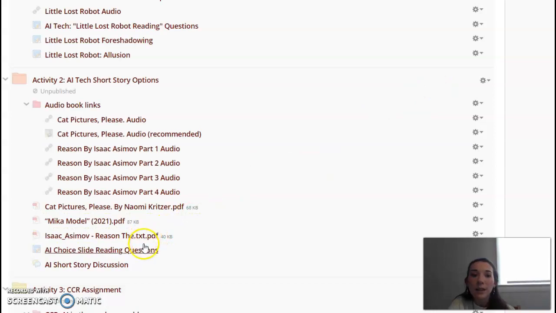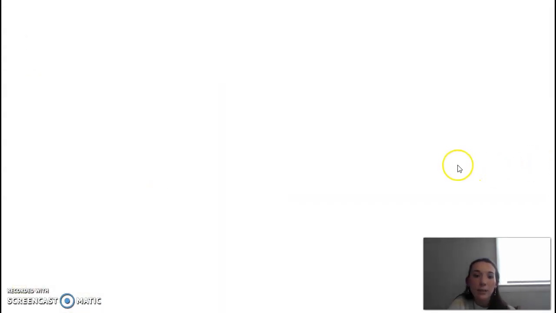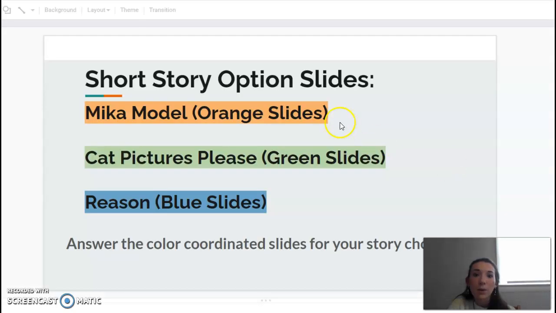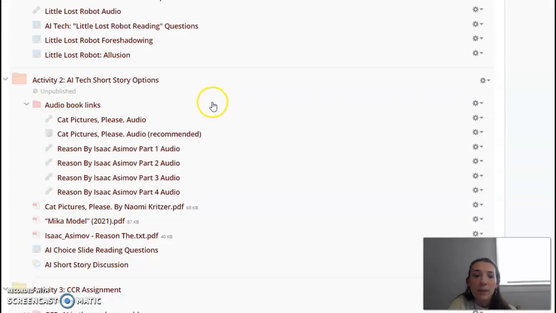Now, when you look at these slides, they are divided into color groupings. So if you want to read Mika Model, which again has adult content, it would be the orange slides. If you want to read Cat Pictures, Please, which has a lot of dry humor and some adult subjects, you would use the green slides. And if you want to read Reason, which is about PG-13, you would do the blue slides.